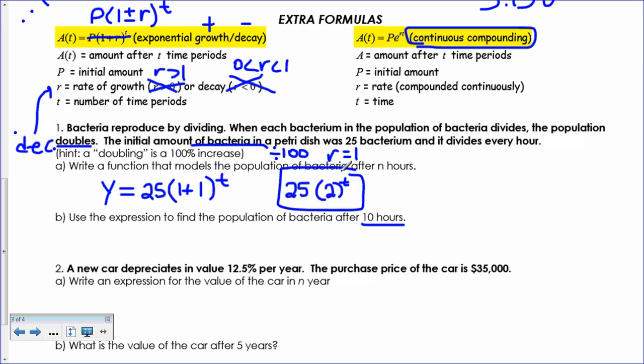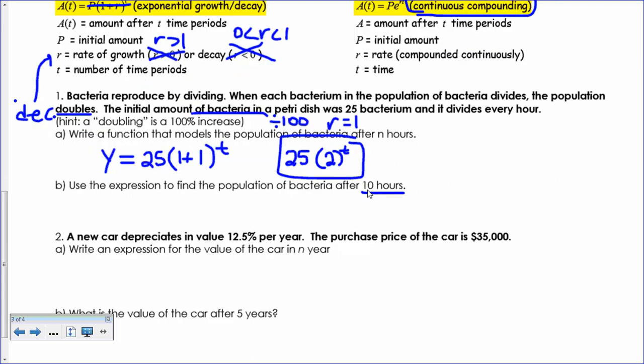Remember, we don't know t yet. T is what's going to change. That's the independent variable that you can put anything in there and it changes the answer. So that's why that's the only variable in the function. Now, based on that, we already have the equation now. We have y equals 25 times 2 to the t, power of t. That's the best way to say it.